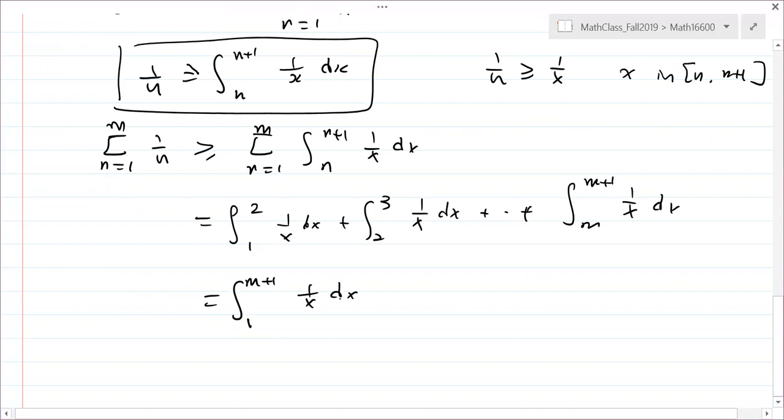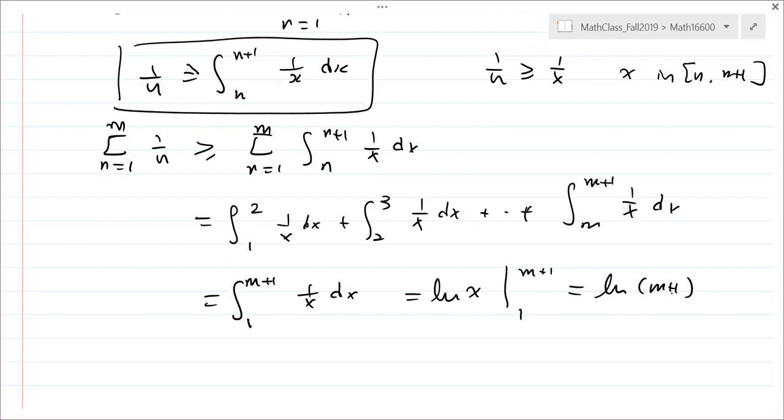And you can evaluate this integral. The integral will be natural log of x, evaluated from 1 to m plus 1, right? And natural log of 1 is 0, so it's just natural log of m plus 1. So the partial sum, the sum of 1 over n, is greater than or equal to natural log of m plus 1. Okay?